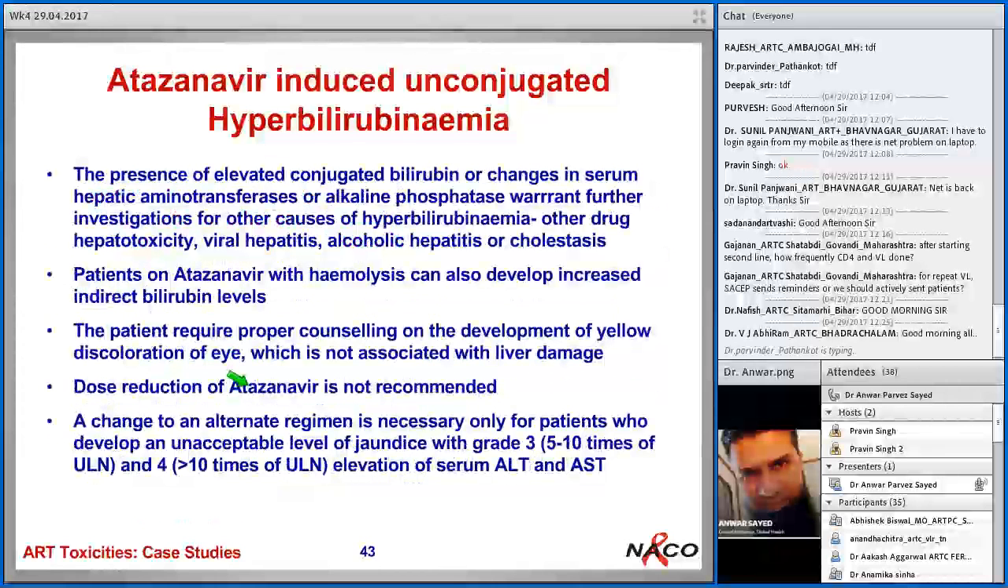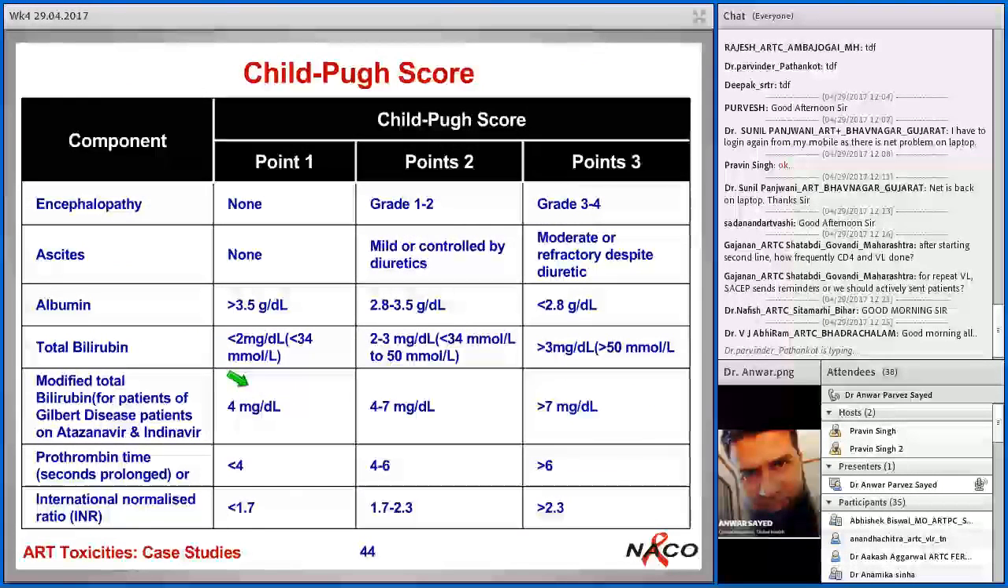But where to stop? There is a formula which you can apply, called the Child-Pugh scoring system. If any of these is present, then you give certain points to that particular patient. If there is encephalopathy, there is grading of encephalopathy also. In the next slide you can see it. If there is grade 1 or grade 2, you will give points. Similarly, you will go on giving points to these patients.